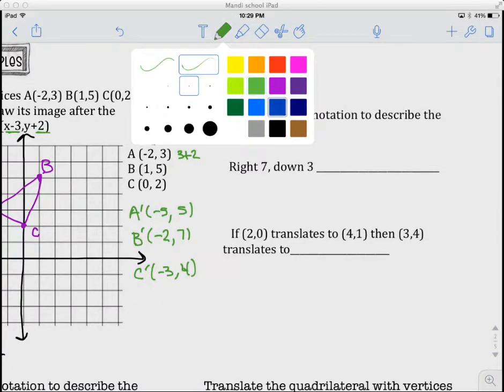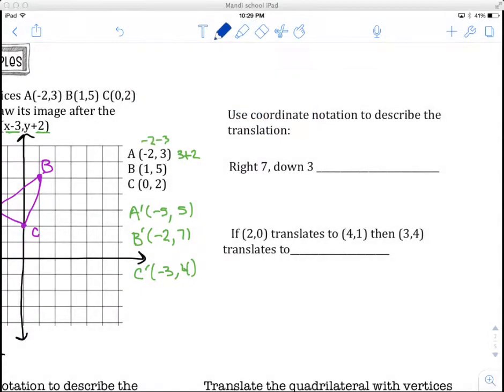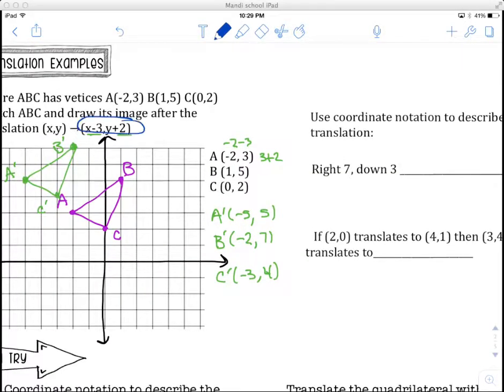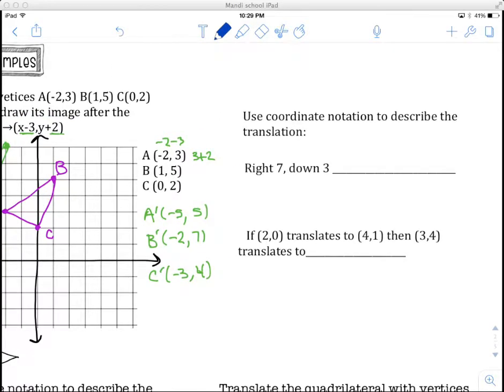So sometimes they just give us the words and they want us to write this. So we use the coordinate notation. By the way, this is coordinate notation right here. Use the coordinate notation to describe the translation. Right 7, down 3. So X is going to go right, that's in the positive direction, and Y is going to go down, so that's the negative direction. So there's your coordinate notation.